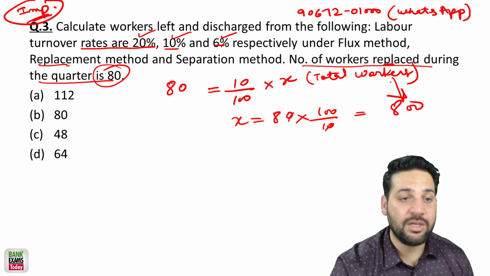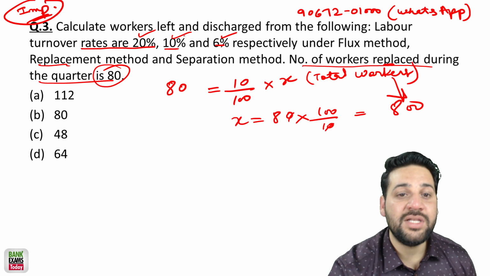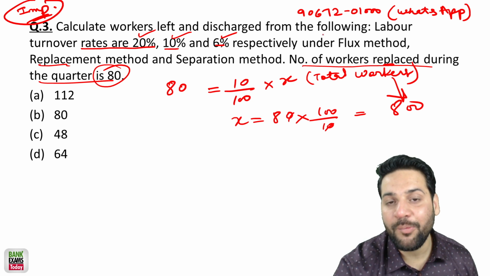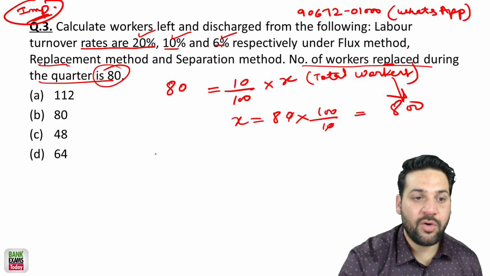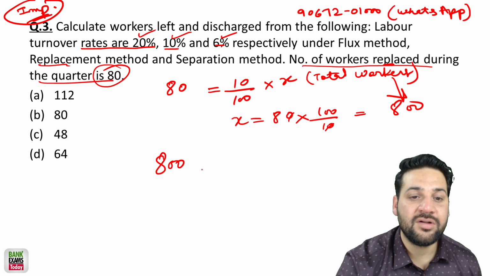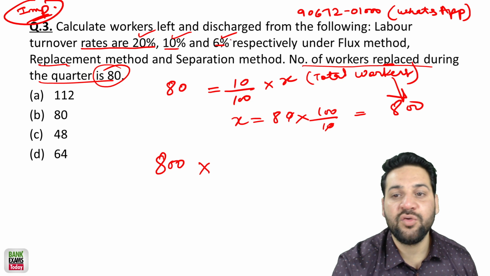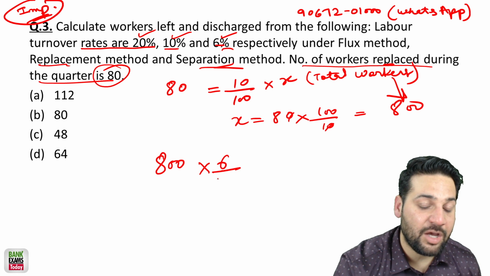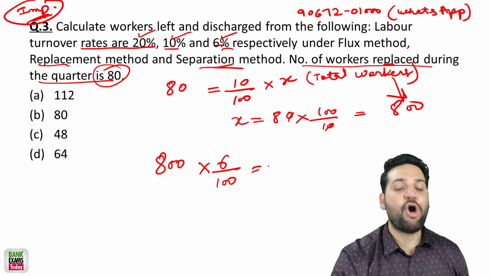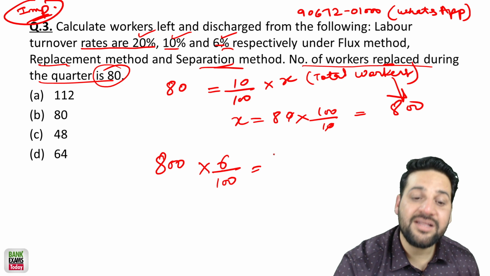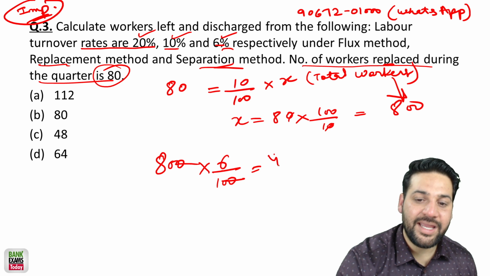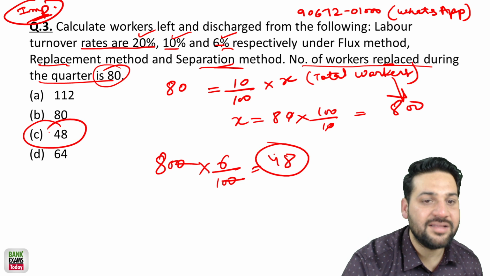But what we need to calculate is the workers who left and were discharged. So we need to calculate how many workers separated. So 800 is there. We need to find out 6% because we need to use the separation method. So we need to find out how many workers separated. So 6% of 800, you can simply calculate, it is 48. So 48 is the correct answer.